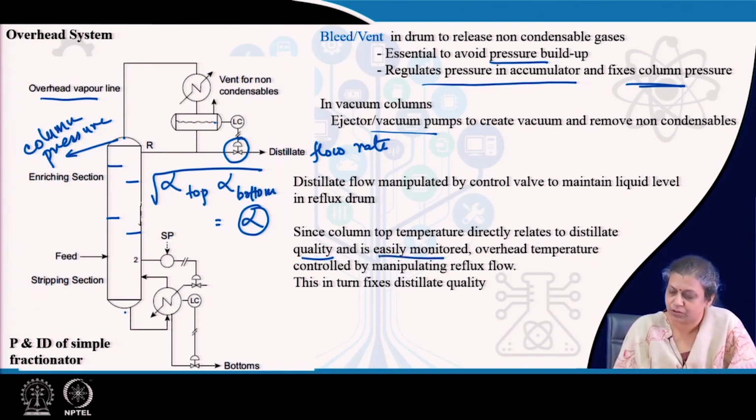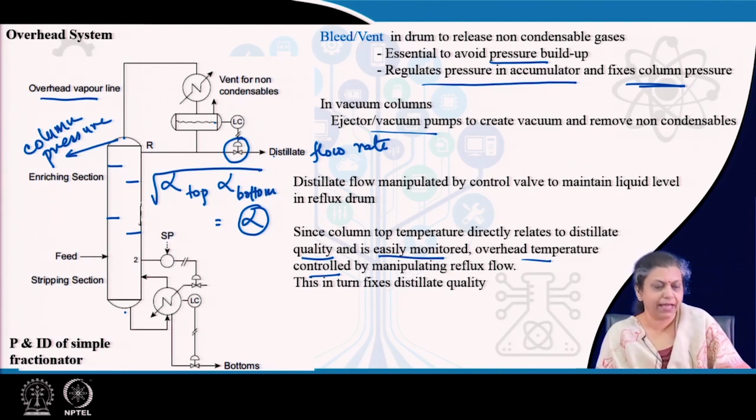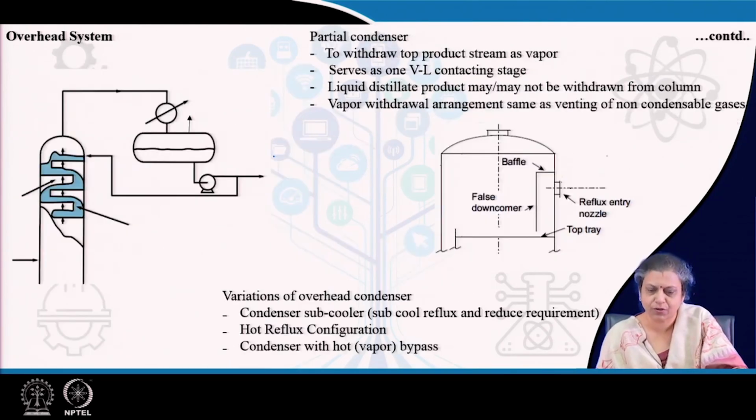You can just have a thermocouple on the top. So, the overhead temperature is controlled by manipulating the reflux flow rate, which in turn fixes the distillate quality. The detailed PNID of the overhead system and the bottom system will be discussed in the next class. So, I am not going into the details of this.